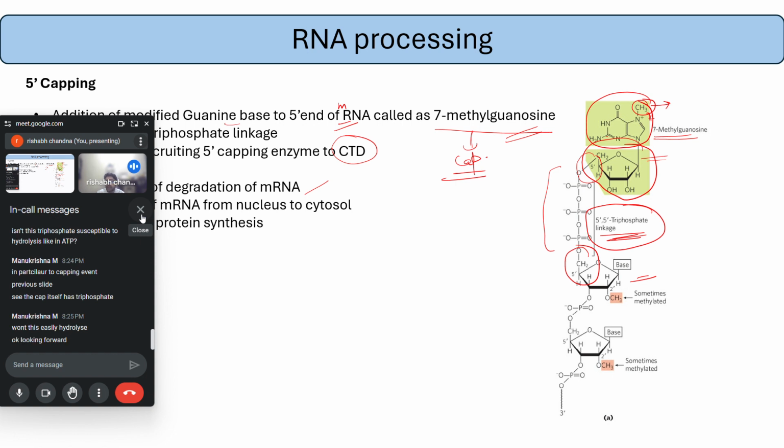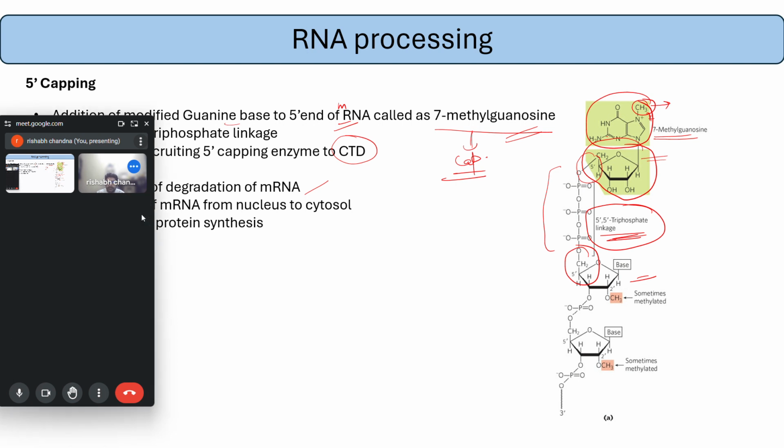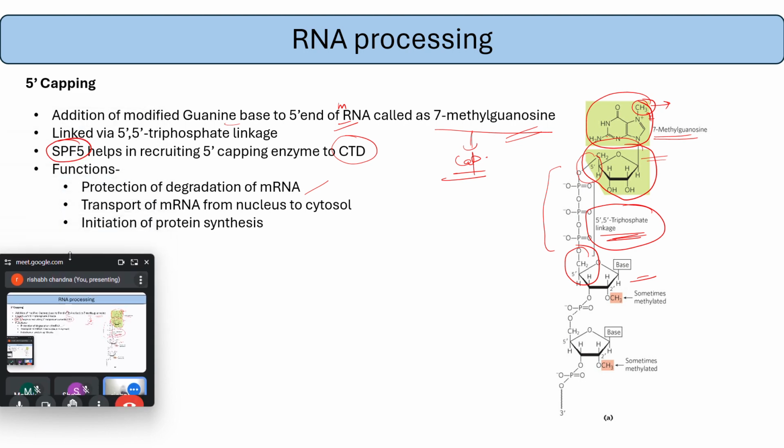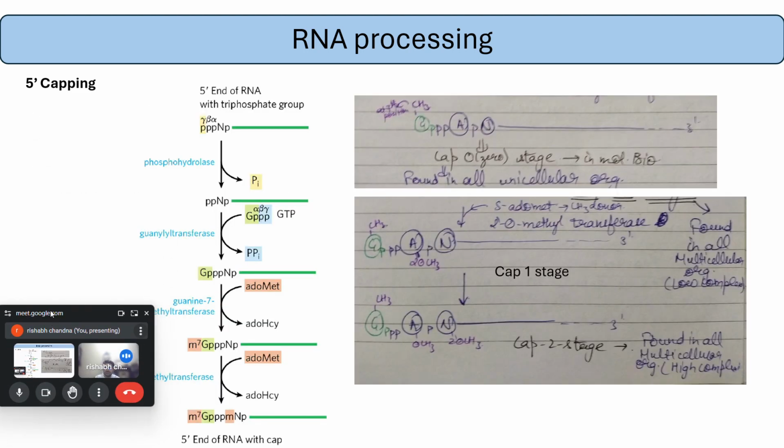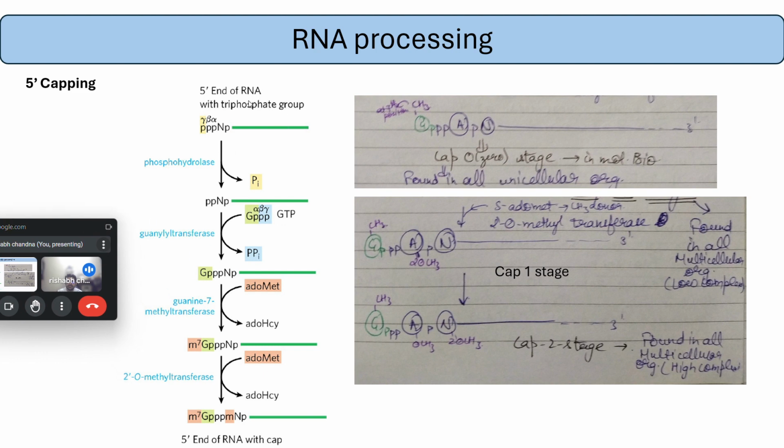No, it will not hydrolyze easily. So now what happens, this is the 5 prime end of the RNA that has a triphosphate group. So this is the first base that has its full triphosphate groups. This is the alpha, beta, and gamma.